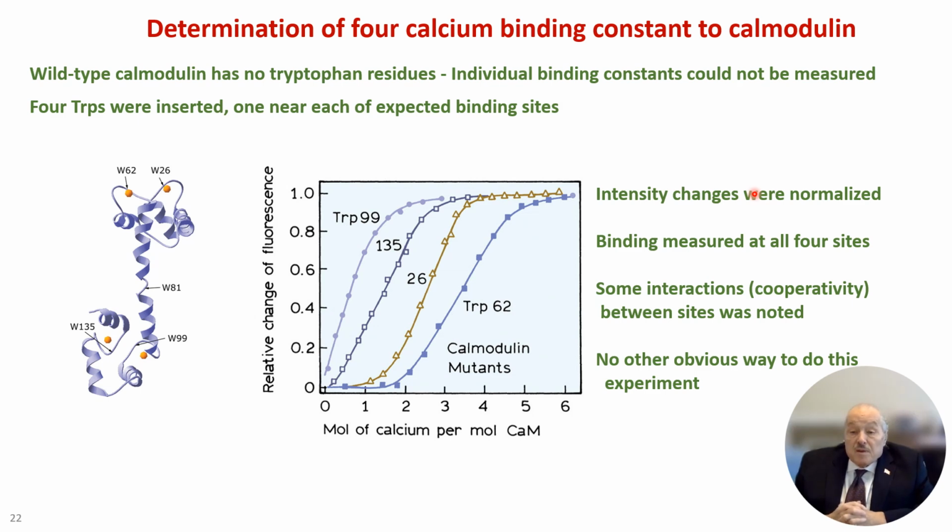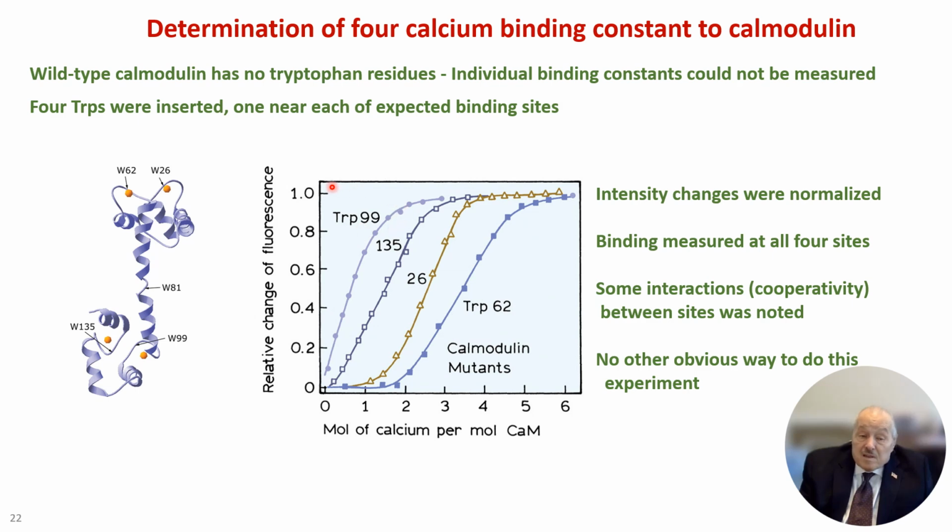This is an experiment that you could never do without site-directed mutagenesis. It's just, I think, a beautiful experiment. It was known that calmodulin had 4 binding sites for calcium. There was really no other obvious method where you could independently measure the binding constant of each of these sites. The calmodulin had no tryptophan residues in it. Calcium is spectroscopically silent from our point of view.